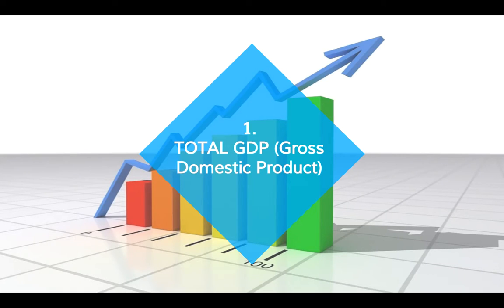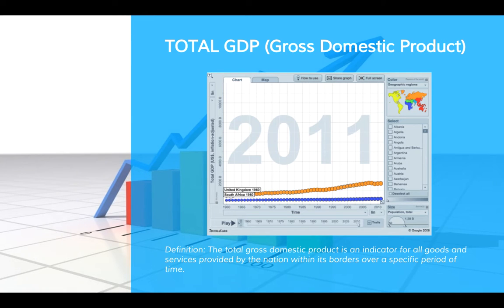So first, let's talk about the total GDP, or gross domestic product. The total gross domestic product is an indicator for all goods and services provided by the nation within its borders over a specific period of time.